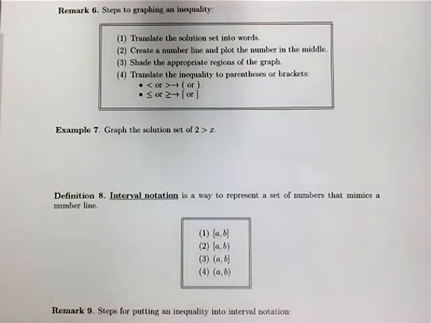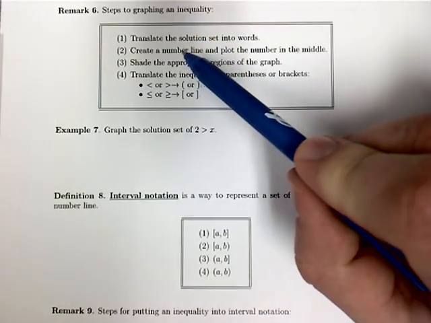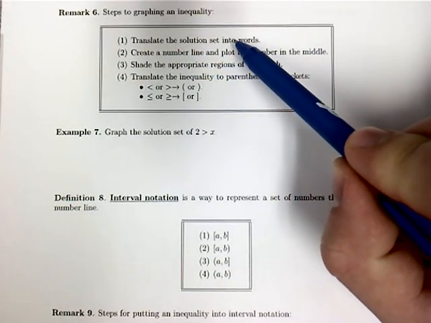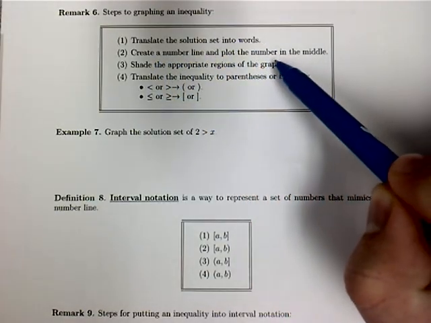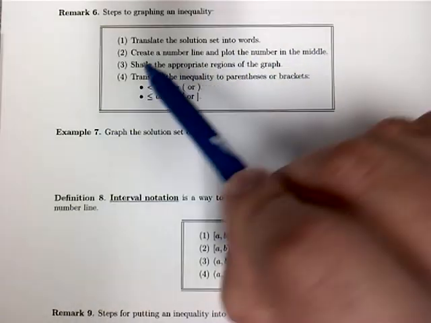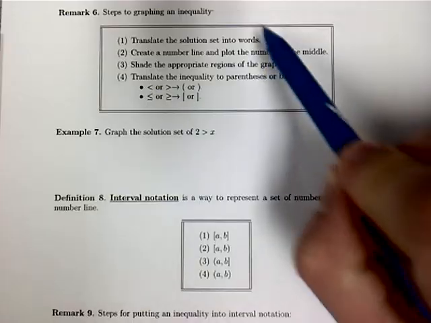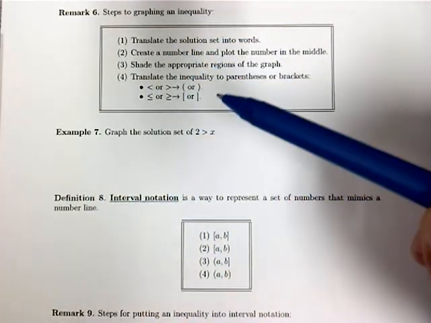So how do we graph now? Well, this is where this gets a little bit more interesting. First off, translate into words as we just did. Then create a number line and plot the number. Again, if it's only one number, just plot it in the middle. We don't have to be too specific about getting out there, okay? Then shade the appropriate region. How do you know what the appropriate region is? From your words. It just comes directly from that, so it's easier to see.